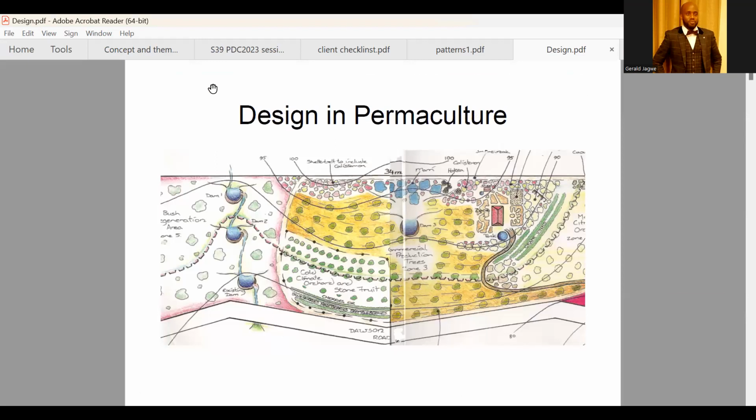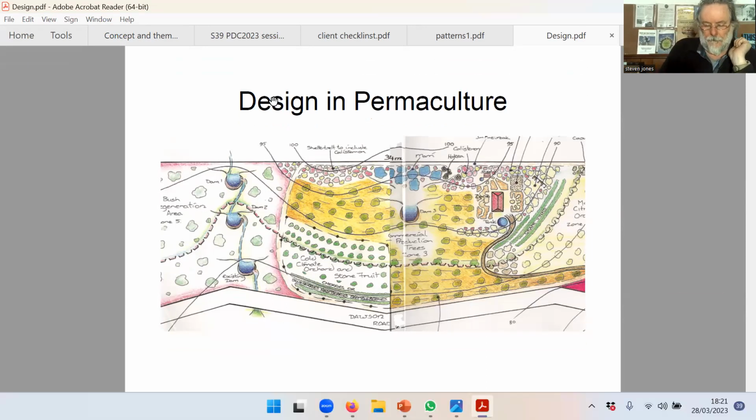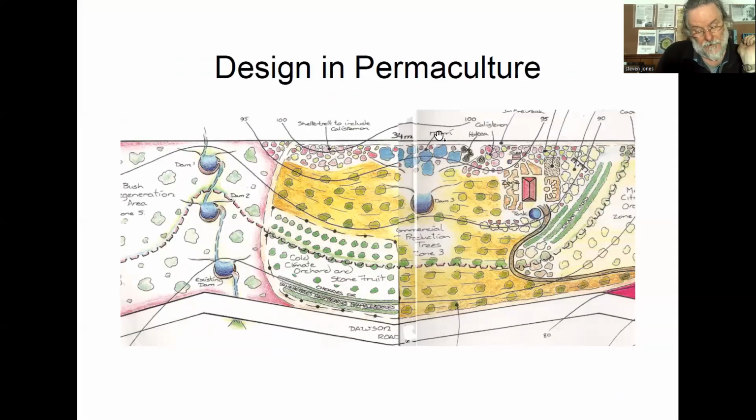Yes. Okay, I was describing this image, which you didn't see. This is the top of the land, this is the bottom, here's the access and the home, and then the elements that support the home clustered around that, and then as we move further away, we have less intensive zone 3, zone 4, zone 5.